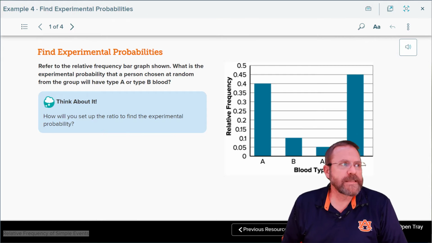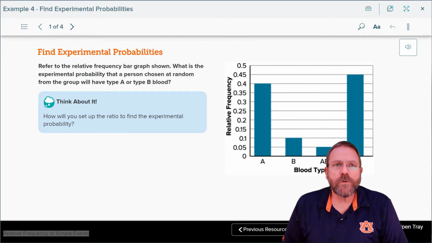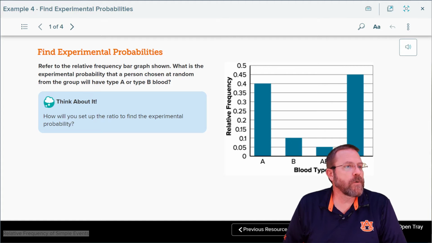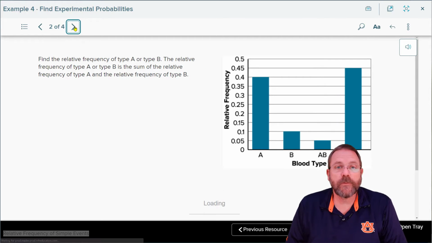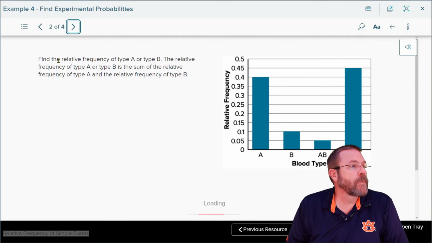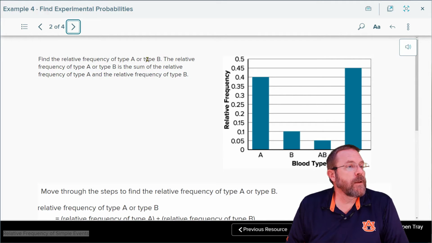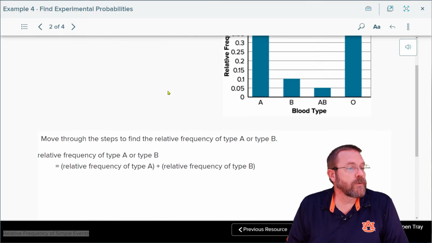So example number 4 says to refer to the relative frequency bar graph. What is the experimental probability that a person chosen at random from a group is going to have type A or type B blood types? Well, that's going to be the same as the relative frequency of them having both type A and type B. Find the relative frequency of A or B, and the relative frequency of type A or type B is the sum of the relative frequencies of each of them.